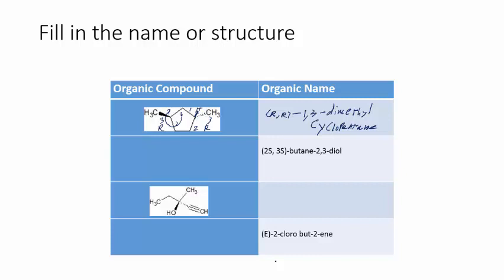So let's start to take a look at this. This is (2S,3S)-butane-2,3-diol. And we recognize the longest chain as butane, so I'm just going to draw a butane chain there and work from there. It would be okay to draw a Fischer projection as well. Let's draw it both ways. 1, 2, 3, 4. There is butane.